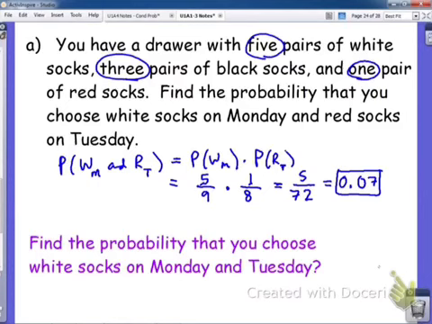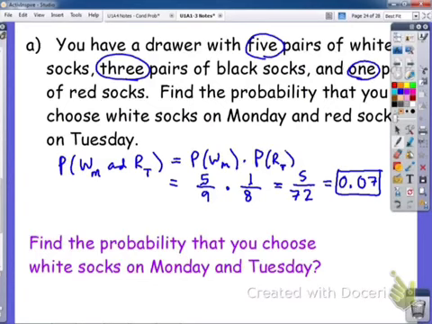Okay, does anybody have questions over this any longer? All right, now let's go down here to find the probability that you choose white socks. Oh, by the way, is this situation an independent or a dependent situation? What does the second day do? Does it depend on the first day? Yes. So it is dependent.